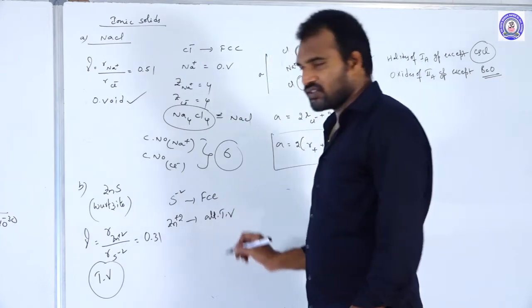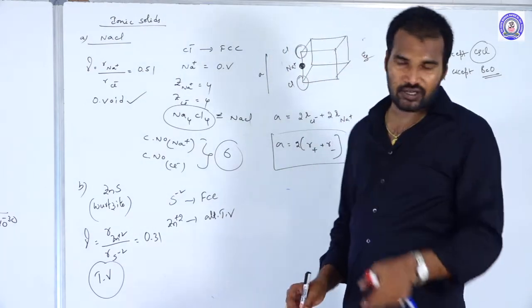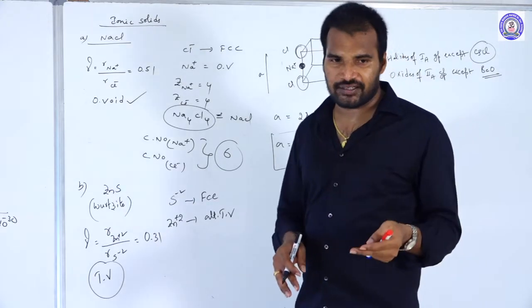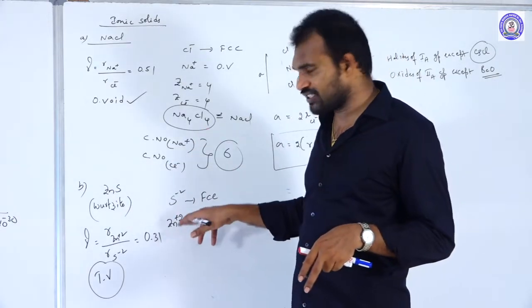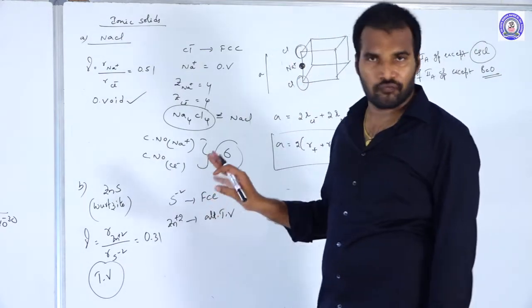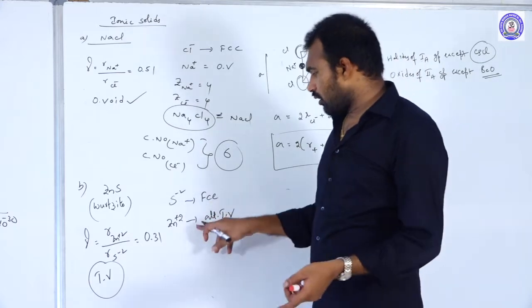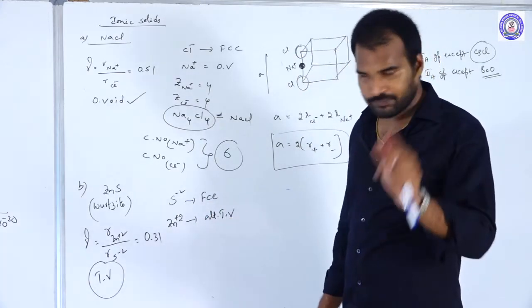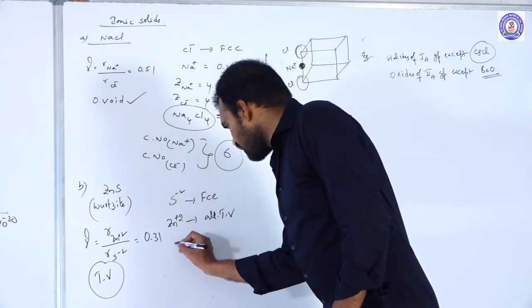alternate tetrahedral voids. Why? Because usually for FCC, how many tetrahedral voids are there? 8 are there. If all tetrahedral voids are occupied with zinc ions, then 8 Zn plus 2 ions will come. But we need only 4. That is why it is occupying alternate tetrahedral voids. Clear?